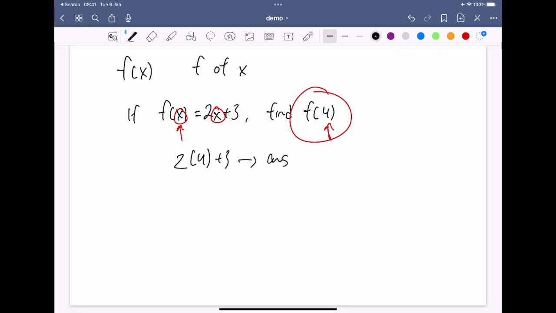Just to reiterate, the 4 replaces every placeholder variable. Let's say you have some function f of x equals 2x plus 3 plus y squared, and you want to find f of 4.